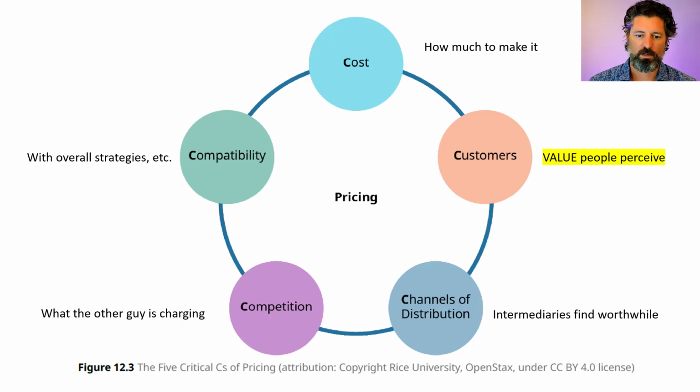The other one would be channels of distribution. As we transition into talking about channels, one of the key things we're going to think about is profitability to all the intermediaries in that channel. So you have to consider not just the end consumer and your own costs, but also whether you have enough pricing built in to make it worthwhile to the distributors and the retailers and the agents and all that kind of thing.